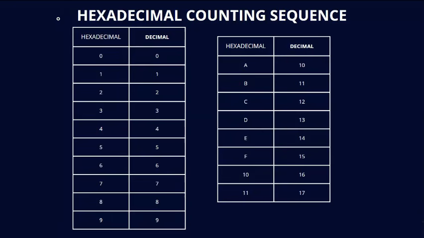The hexadecimal counting sequence. Here we can see that the hexadecimal numbers from 0 to 9 are the same as in the decimal counting. After 9, the hex system counts from A to F instead of its decimal equivalent of 10 to 15. After F, the hexadecimal or the hex sequence continues from 10.